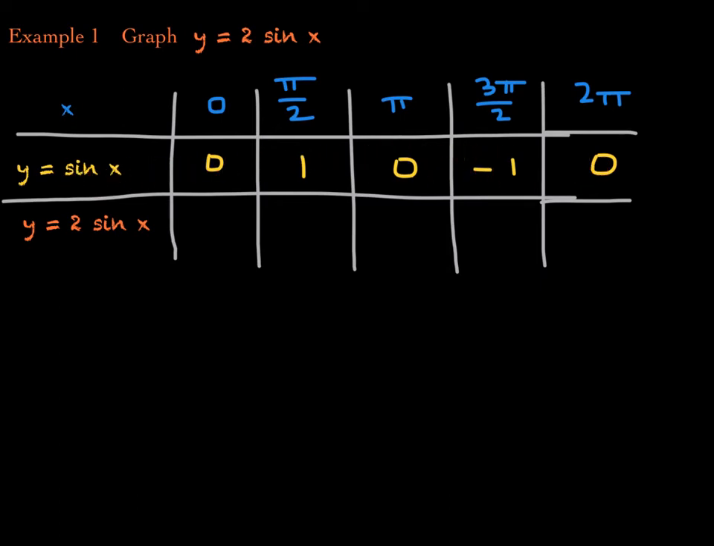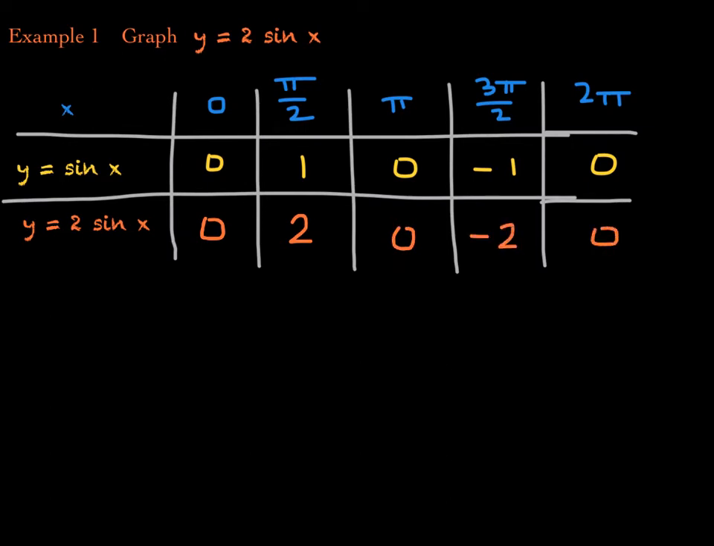Now, this 2 here basically takes your function values for sine of x, which are listed here, these numbers, and it doubles them, multiplies them by 2. So of course, 2 times 0 would still be 0. 2 times 1 would be 2. 2 times 0 would be 0. 2 times -1 would be -2. And 2 times 0 would be 0.